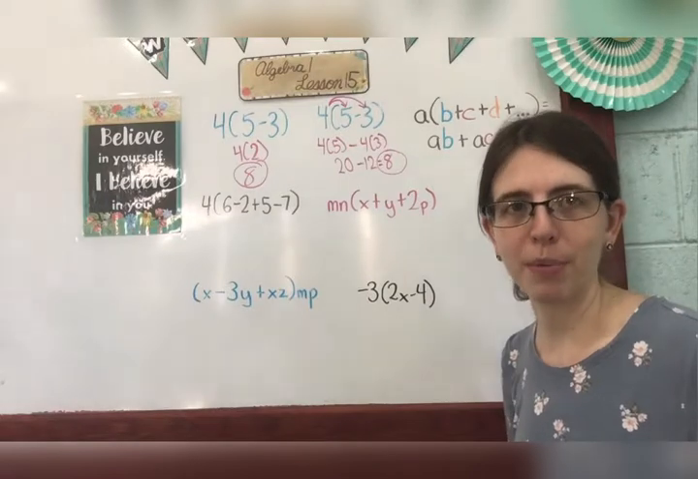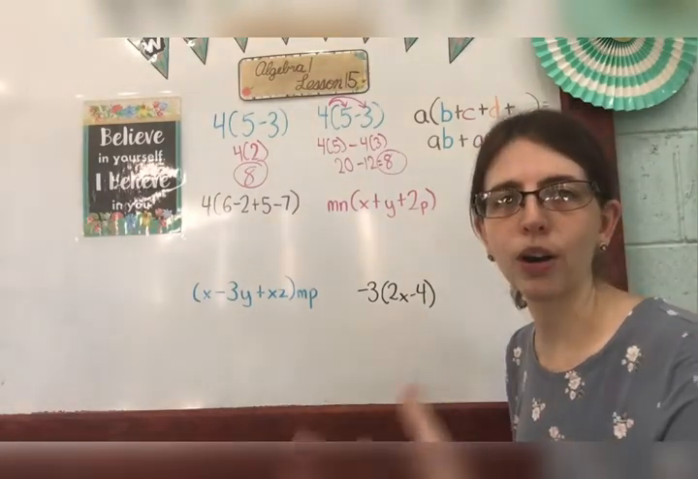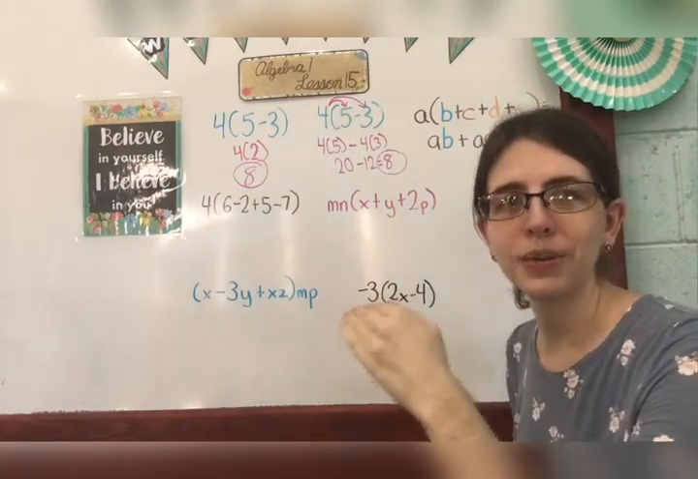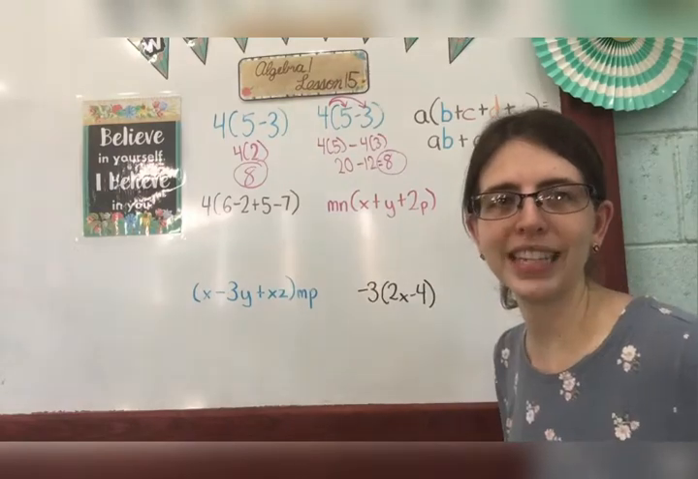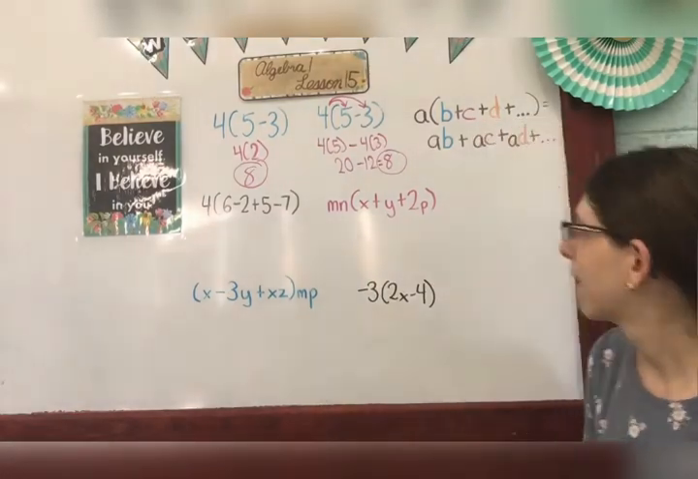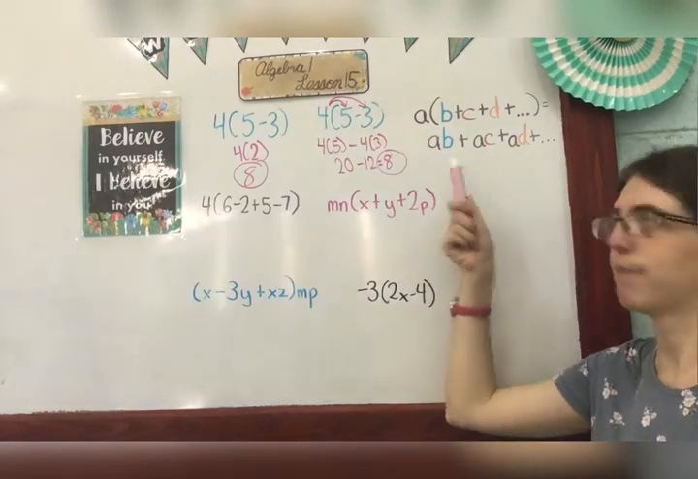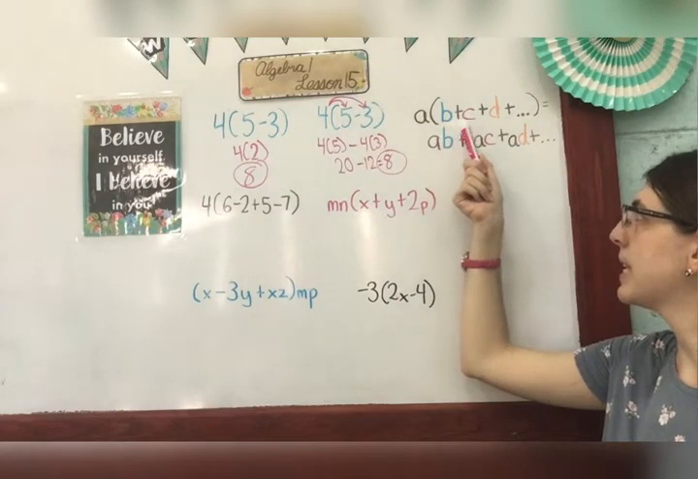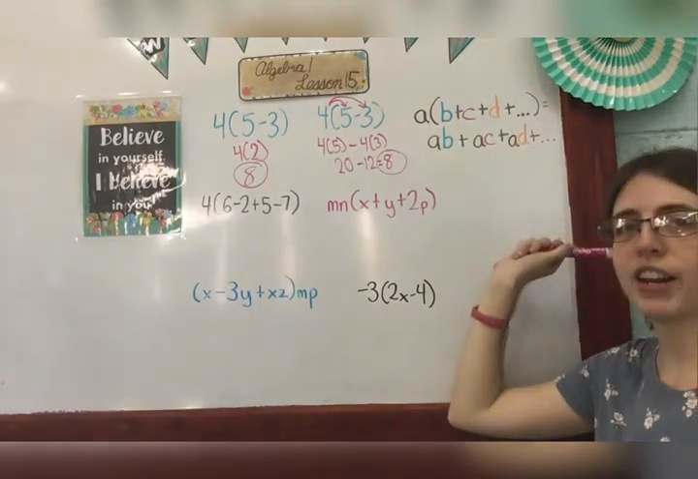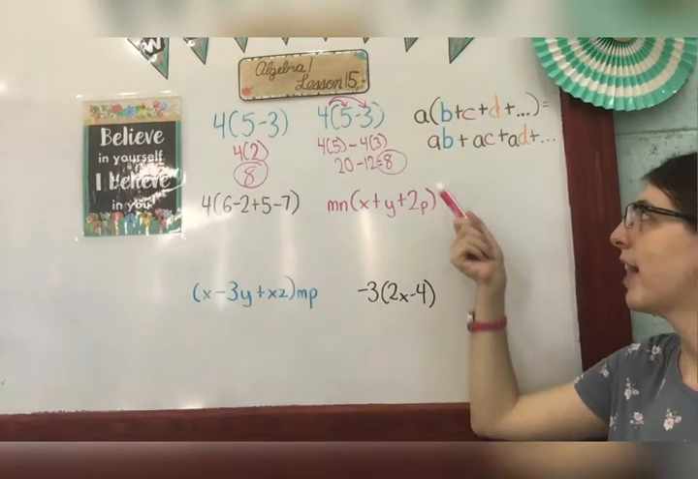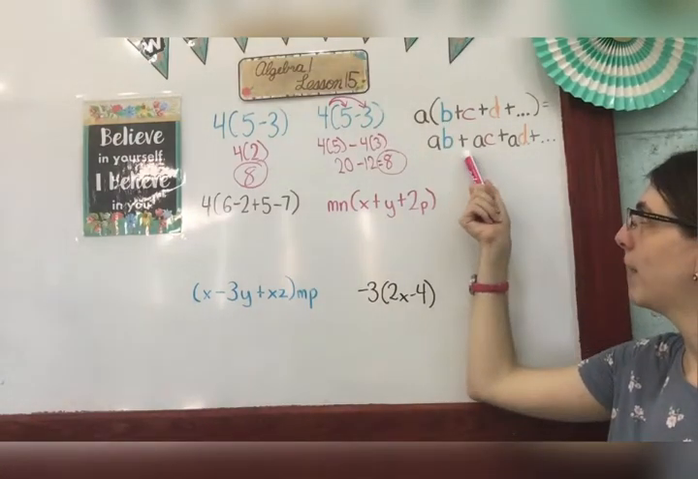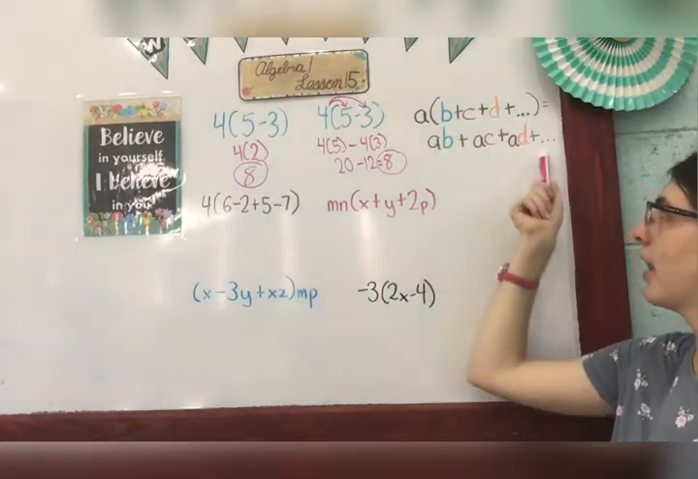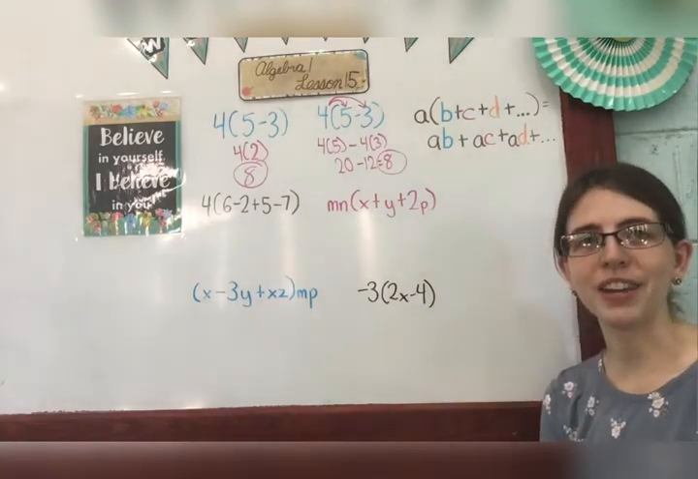That's my distributive property. That when I have a number or variable outside of parentheses, I can distribute it to each term within those parentheses and get the same answer. So here I have the definition. With any whole number and or variable, I have a times b plus c plus d on into infinity. The distributive property tells me that I can do a times b plus a times c plus a times d plus on and on and on into infinity.